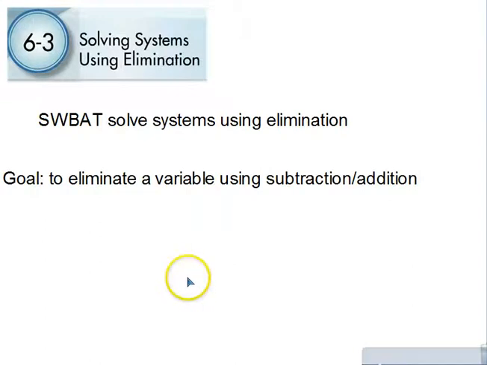Alright, so here's section 3. In section 1 we did it by graphing. In section 2 we did it by substitution. This is the third method called elimination. Okay? Elimination means to eliminate, to get rid of. So what we're going to do here is our objective is to get rid of one of the variables. And the way we do that is either by adding or subtracting the two equations from each other.